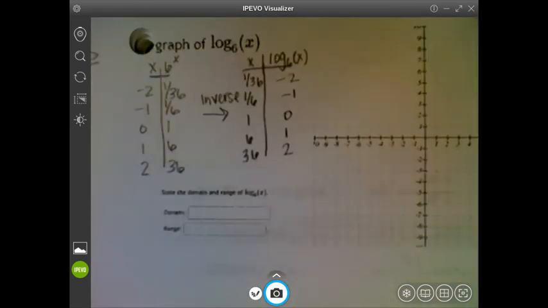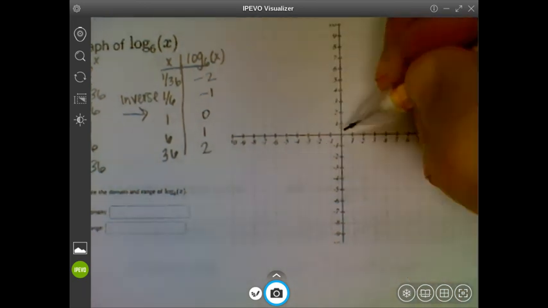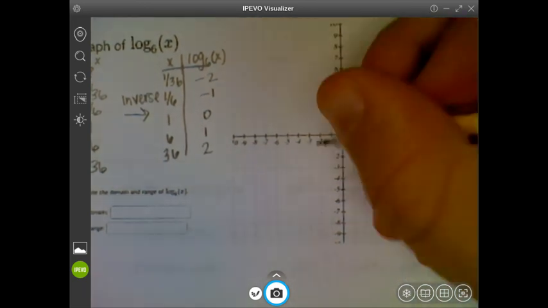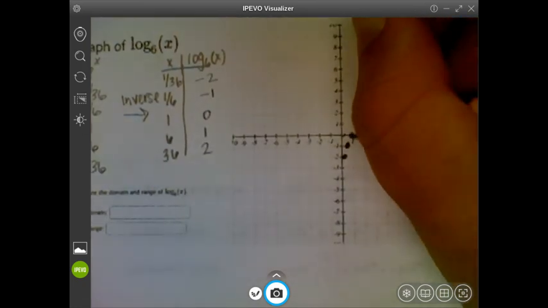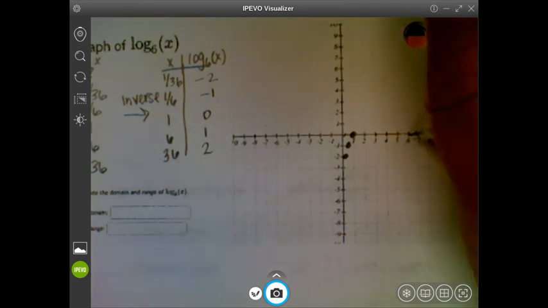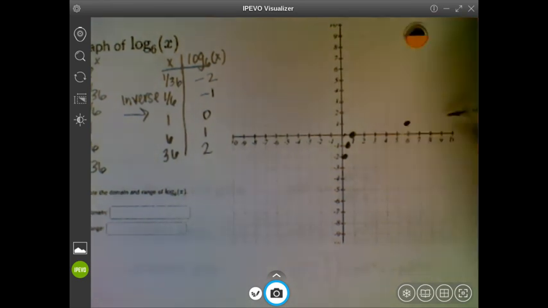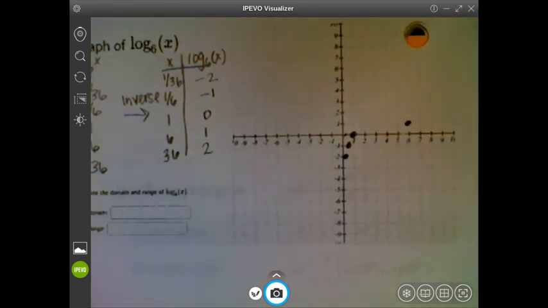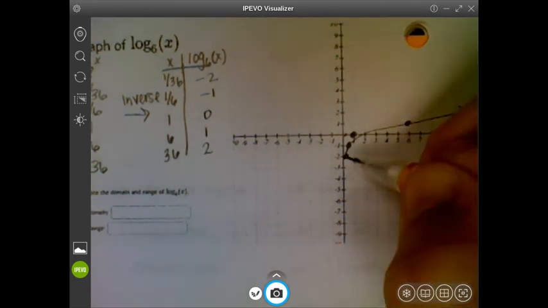And so we're going to go ahead and plot this. It'll be 1 over 36, so just on this side of 0, right? -2. 1/6, -1, 0, 1. I'm sorry, 1, 0. I'm saying them backwards in my head. 6, 1. And then 36, 2, which would be way, way, way off the grid, right? So it's going to look like this.